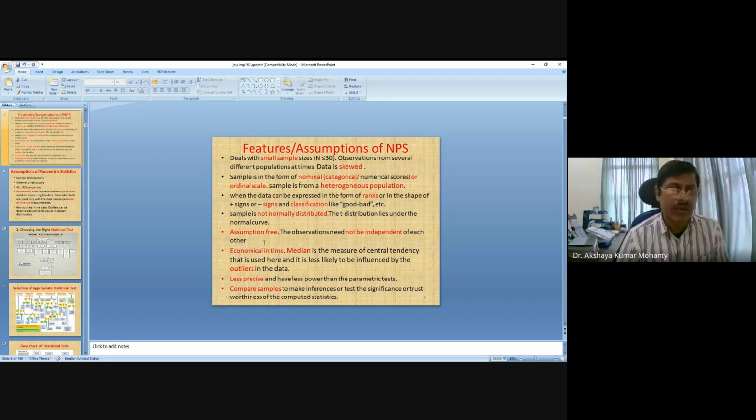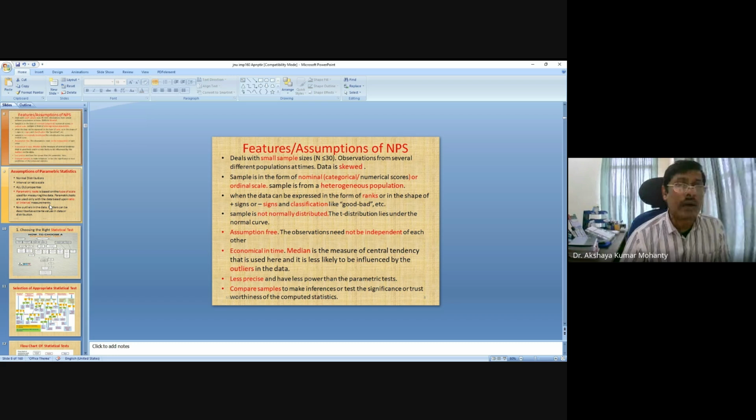That means if there are outliers, it will be less influenced by them. But it is less precise and has less power than the parametric test, because the parametric test has more power. If we look at precision, then the parametric test is greater. But if you are not going for the precise thing, then you can go for non-parametric. And it can compare samples to make inferences or test the significance or trustworthiness of the quantitative statistics. So comparing samples can also be done.